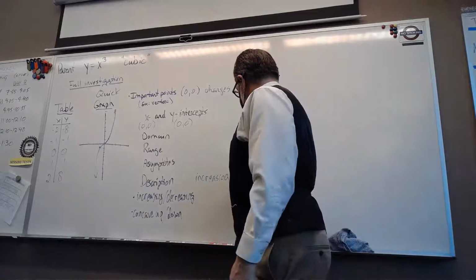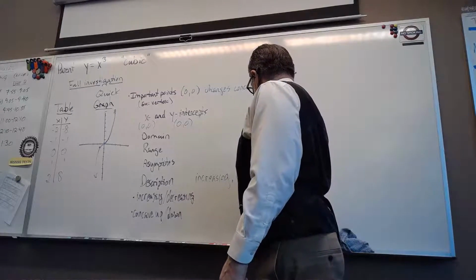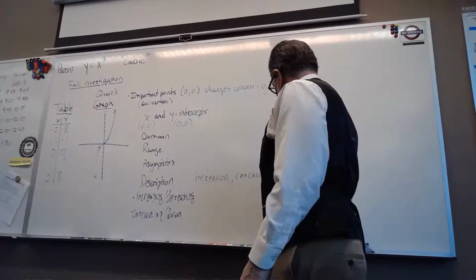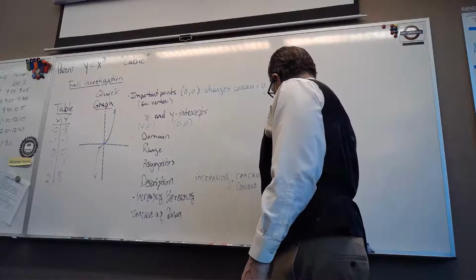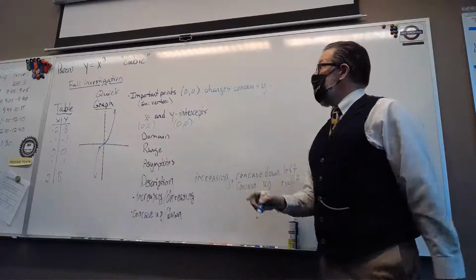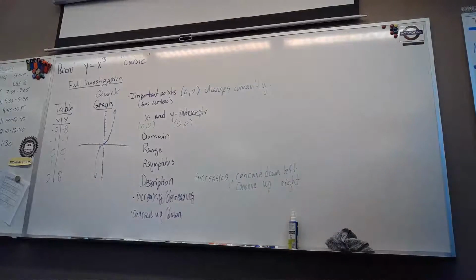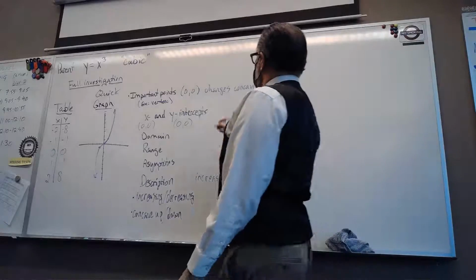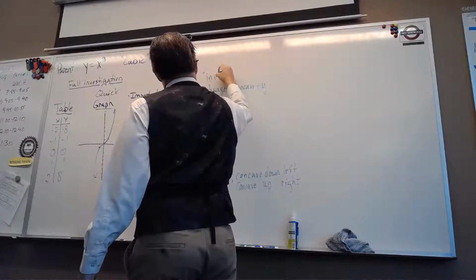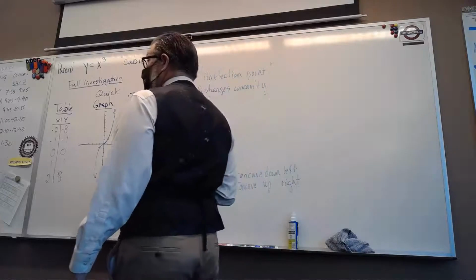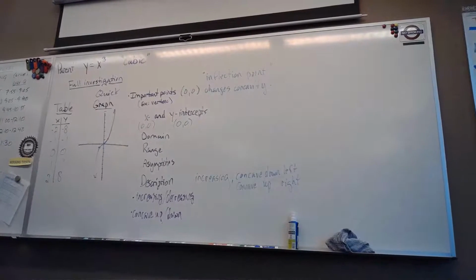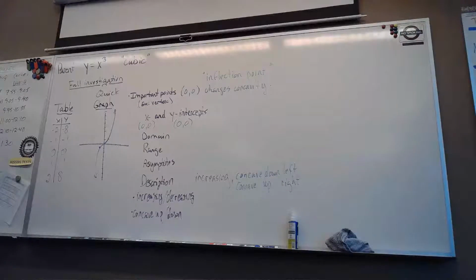Yeah. Concave down on the left, concave up on the right. And it changes concavity at 0, 0. Guys, we actually have a name for that point. This is called an inflection point. This is a word you have not heard before, at least in this context. Inflection is where something changes concavity. It changes from either concave down to concave up, or from concave up to concave down.